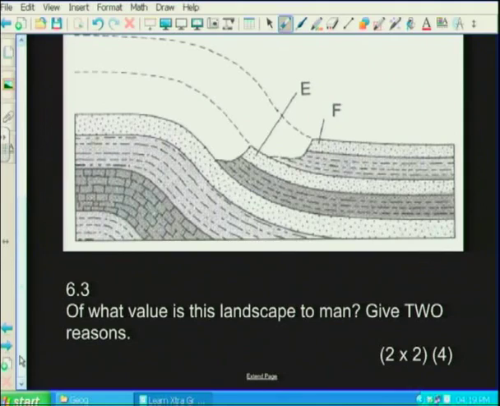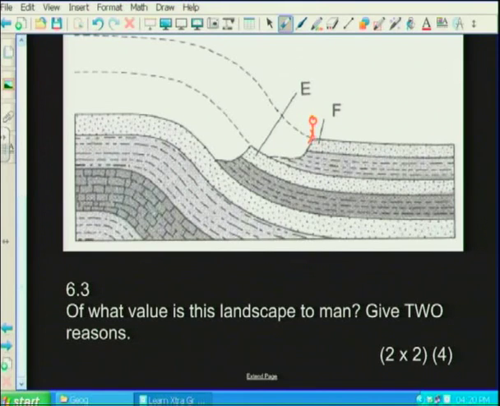Okay, question 6.3. Of what value is this landscape to man? Give two reasons. Now, I think because there's two different types of strata here, we've mentioned that E is inclined and F is horizontal. Basically, we try and look for one sort of advantage on each type. For example, if we are located at the top of this horizontal structure over here, that becomes very important in terms of a country's defensibility. So in terms of looking at the defense of a settlement, that sort of high ground would offer that as an advantage.